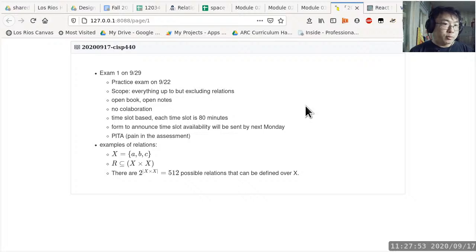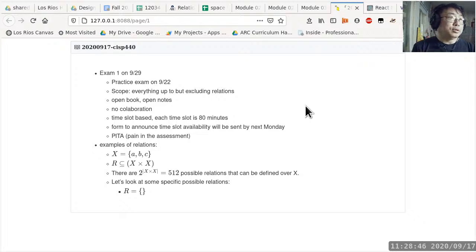So let's look at some specific possible relations. One example, which most of you probably have in your mind, is: can a relation be empty? The answer is yes, perfectly. A relation can be empty because that is saying nothing in X relates to anything in X. Does it make the relation useful? No, not particularly. But can that be used as the definition of a relation? The answer is yes. In fact, an empty relation has certain built-in properties already, which we're going to see later when we start to define properties of a relation.